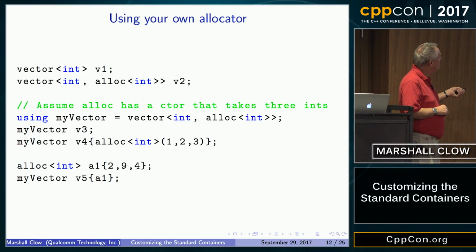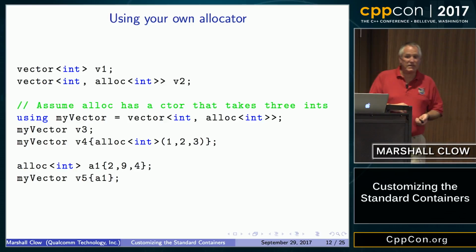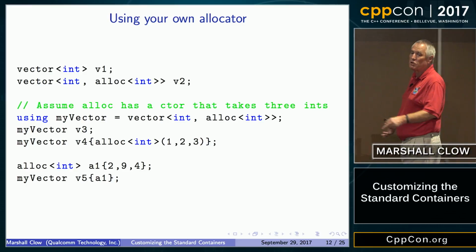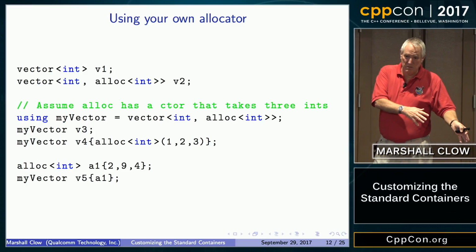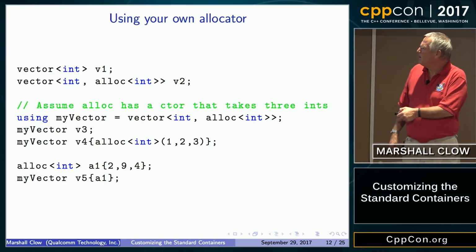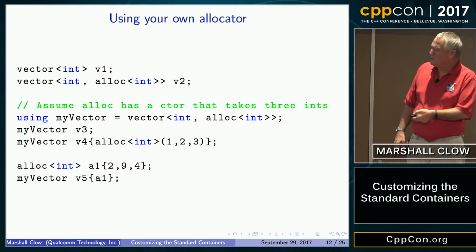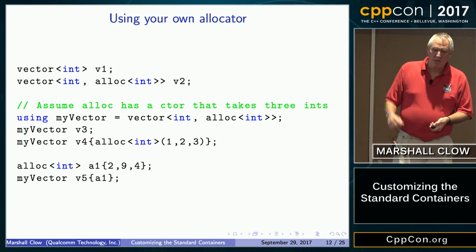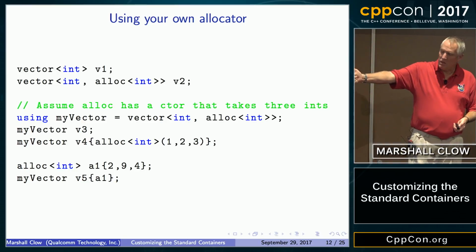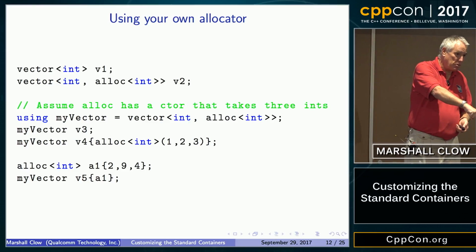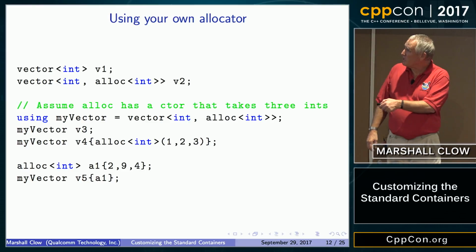Now here I'm making a typedef for my vector. My vector v3 is very much the same as v2. My vector v4, I'm passing in an allocator. I'm making an allocator and passing it in, and because it's temporary, it's going to get moved into the vector. At the bottom, I'm declaring an allocator of int, and then I am making another vector, v5, and passing in the allocator as a constructor parameter, and that's going to get copied in because it's not a temporary.